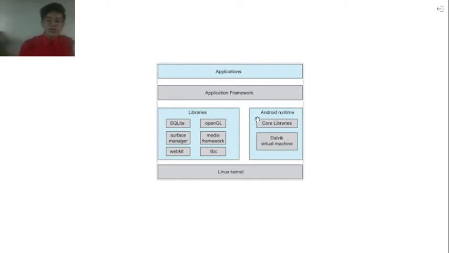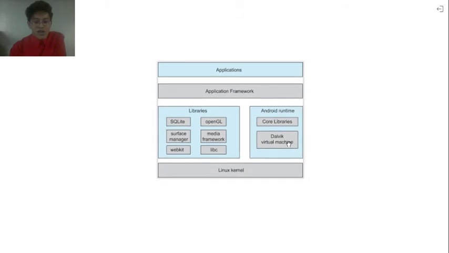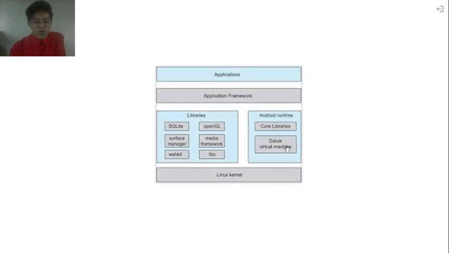Inside the Android runtime, we have the core libraries and the Dalvik virtual machine. As you can see, it includes a set of core Java libraries as well. Android application programmers build their apps using the Java programming language. And the Dalvik machine, or the Dalvik virtual machine, is open source software. It is software responsible for running apps on Android devices.